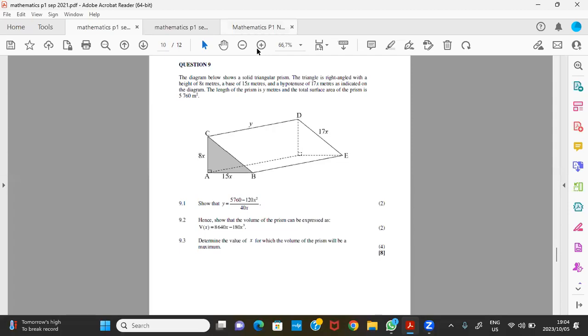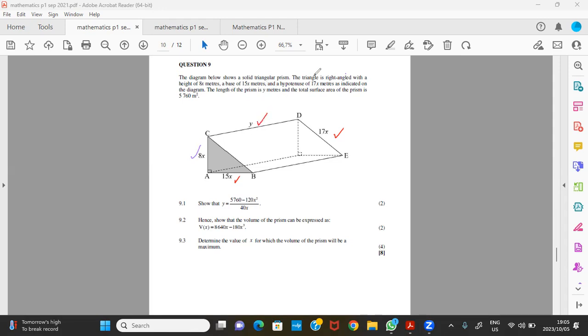So yeah, you guys need to familiarize yourself with this. Ne? It's going to be there whether you like it or not. So the sooner you can do it, the better. So they're saying the diagram below shows a solid triangular prism. The triangle is right angled with a height of 8x meters, a base of 15x meters, and a hypotenuse of 17x meters as indicated on the diagram. So they say the length of the prism is y meters.